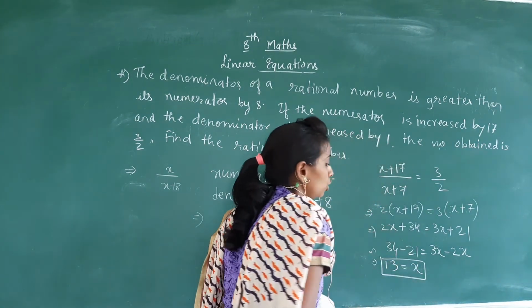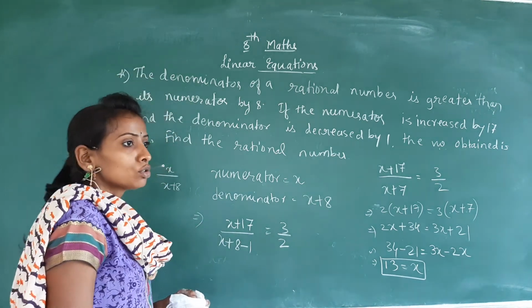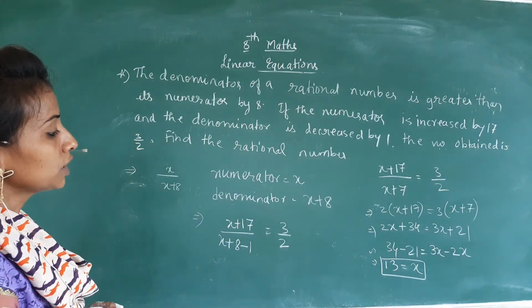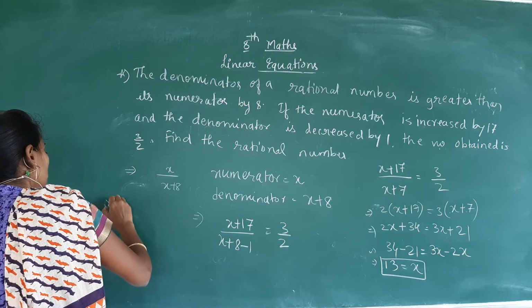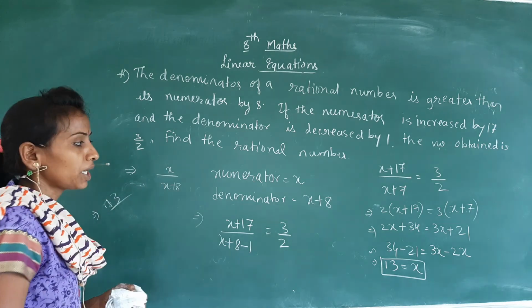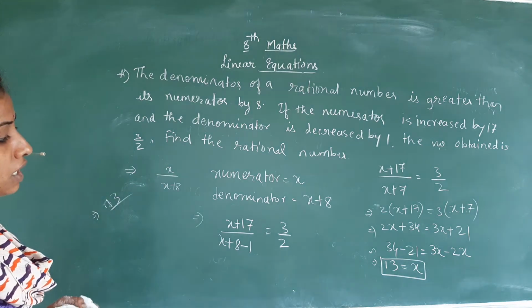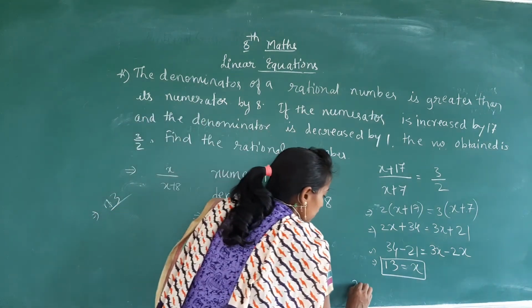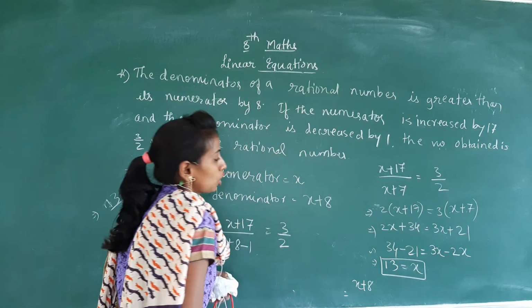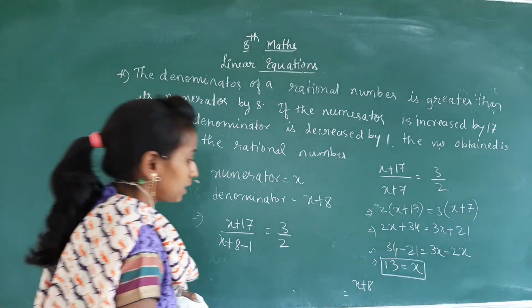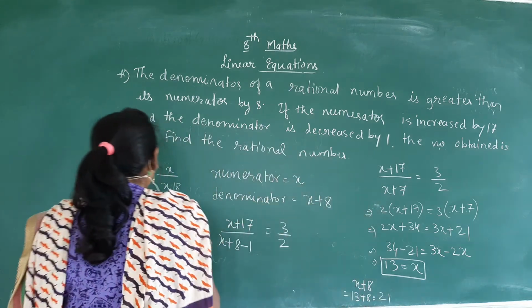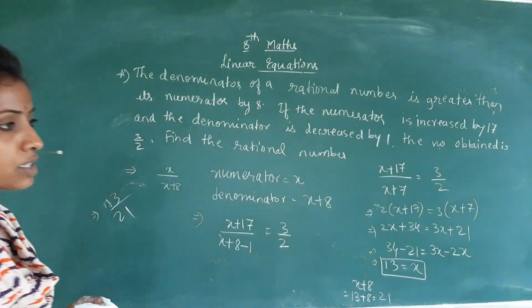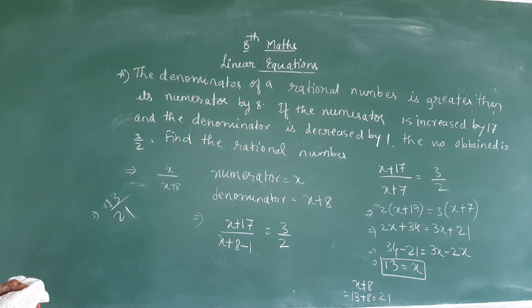Now we get the value x equals 13. So the numerator, x, is equal to 13. We have got the numerator as 13. Now we will find the denominator, and then we will get the rational number. The denominator is x plus 8. What have we taken for the denominator? x plus 8. x means 13, plus 8, that is 21. The required rational number is 13 by 21.